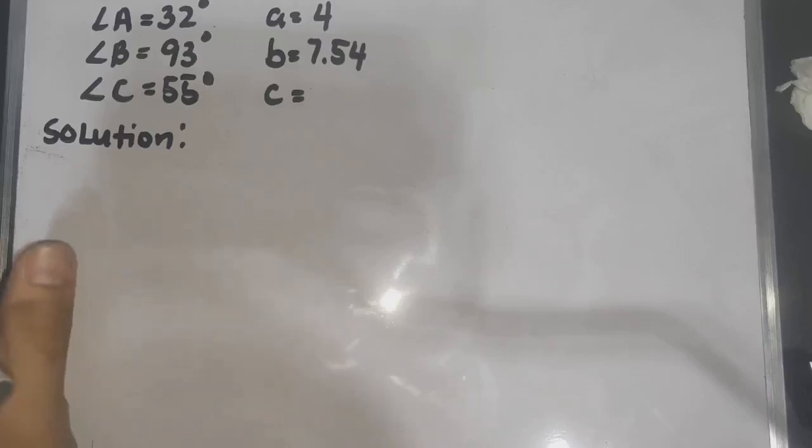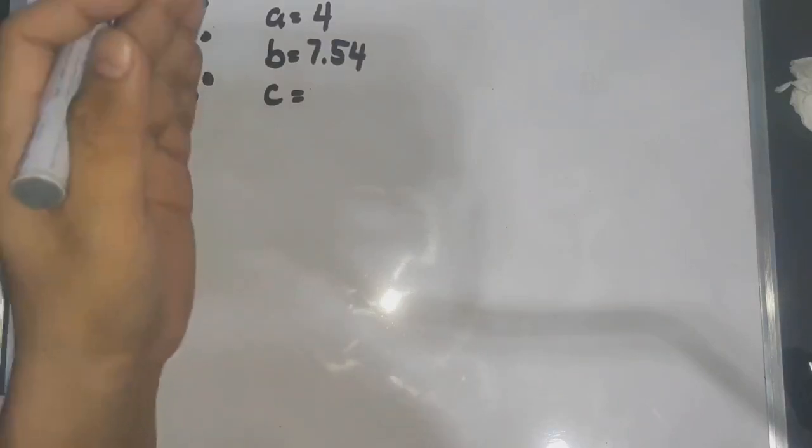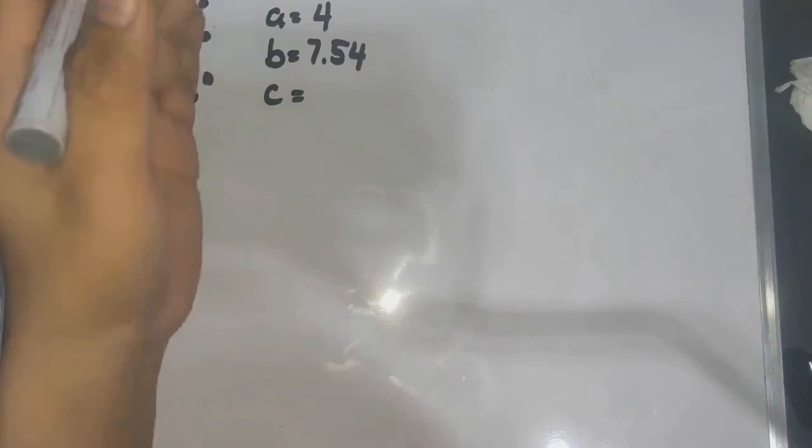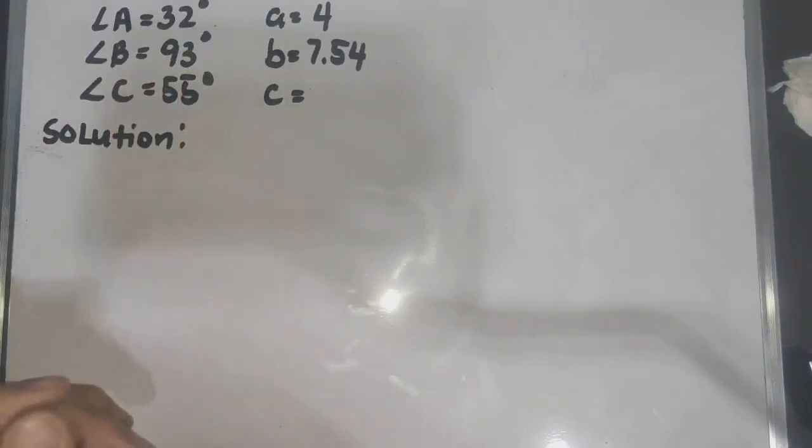So always remember, ginagamit lang natin ang law of cosines kapag nakuha na natin lahat ng angle, then may isang side na nawawala, or given na lahat ng side, isang angle lang yung nawawala. So in this case, pwede natin gamitin. So pipili lang tayo dun sa tatlong formula para sa sides kung ano yung gagamitin natin.